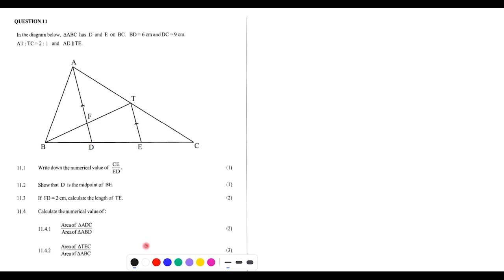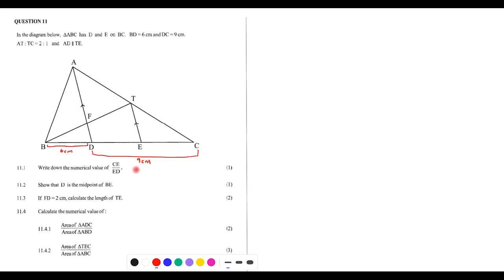Let me use a different color just to make it easy. There we go, 6 centimeters. And then DC is 9 centimeters. So DC will be from here, I'm just going to do it like that up until there. So that is 9 centimeters, right?